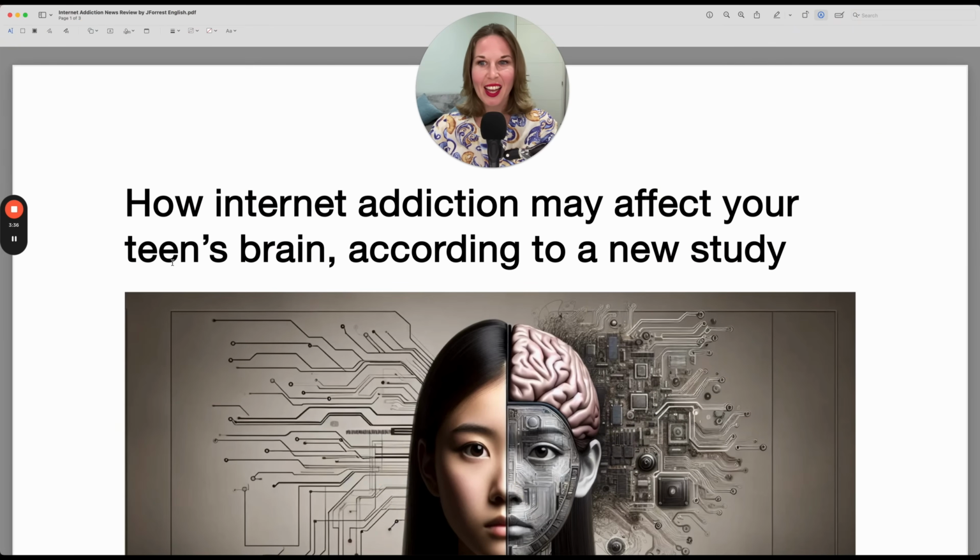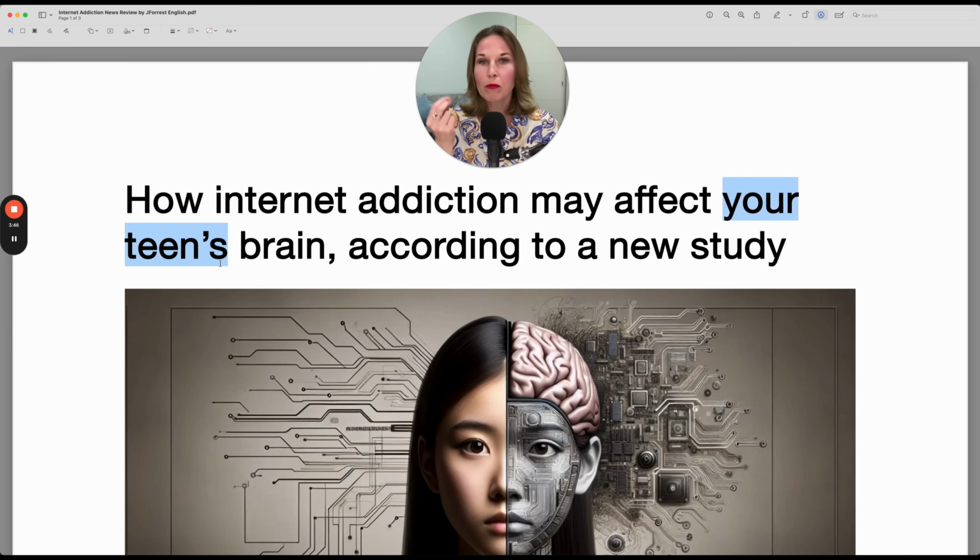First, I'll read the headline: How Internet Addiction May Affect Your Teen's Brain, according to a new study. Who is your teen? Or what is a teen? Who or what is a teen? And in this case, your teen. Do you know? A teenager is a person aged 13 to 19.